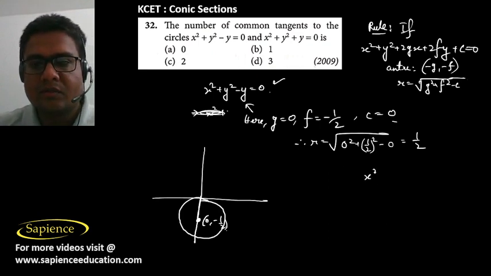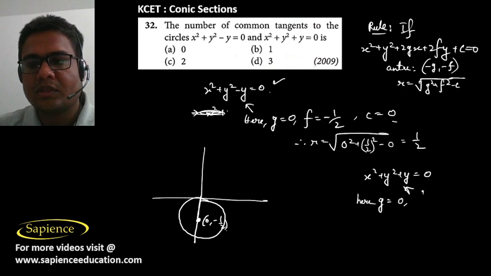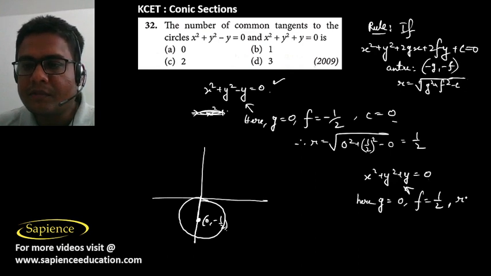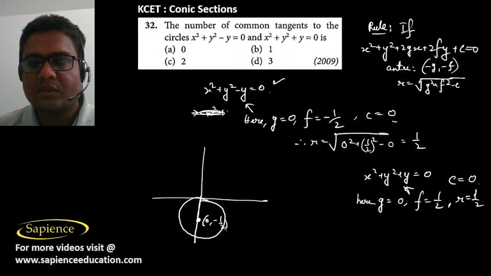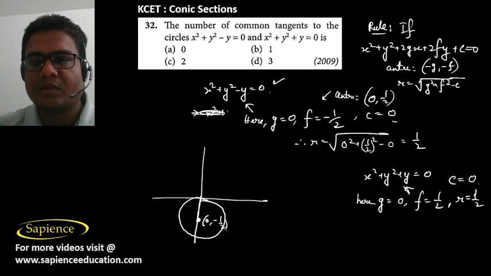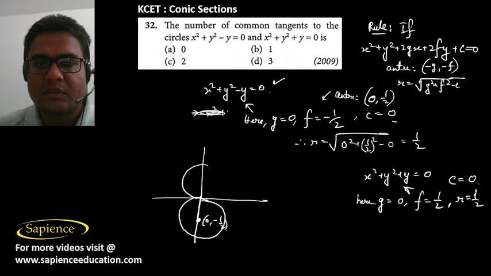And this circle is x square plus y square plus y equal to 0. So here g is equal to 0 and f is equal to half. And so the radius is also half, since c is equal to 0 also. So therefore here the center is at minus g, so 0 comma half. So the circle is here, this is 0 comma half.